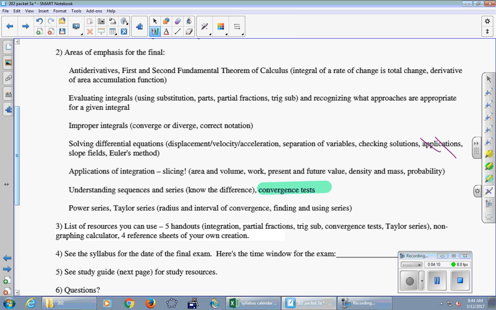And then we also talked about power series, using the ratio test to find the interval of convergence. We did it a bunch on one of our projects. Taylor series, taking all the derivatives and dividing by the right factorials, just that whole building them from scratch idea.